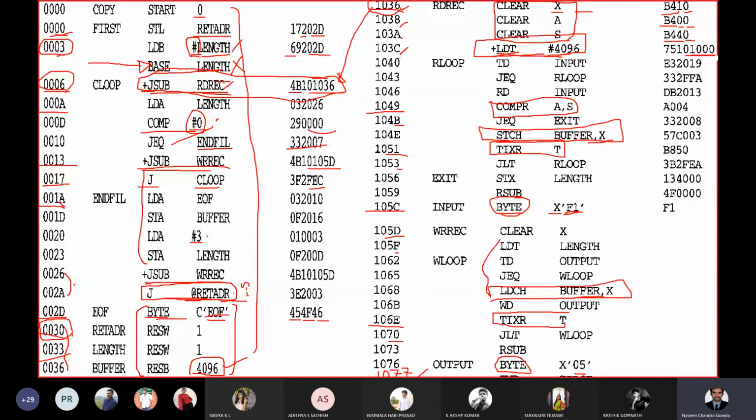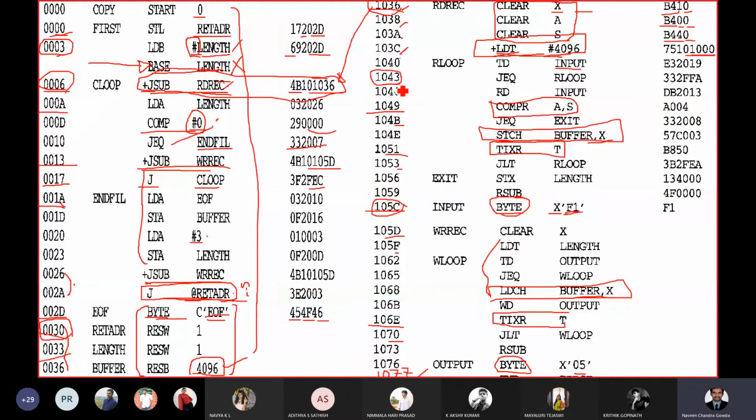If you take TD input, definitely you need to find out the address of input. What is the address of input? It is 105C minus the PC value, which is 1043. 105C minus 1043, that value you are going to get as 019.